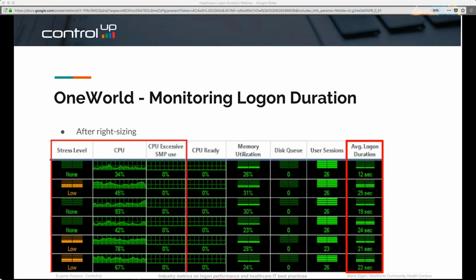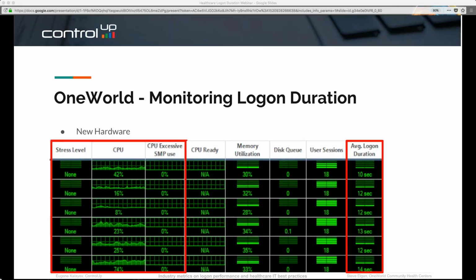And so we were starting to address part of the problem, but we realized there was still more work to be done. And so that's when we decided to buy new hardware. So we'll go to the next slide. Okay, so here's on new hardware.